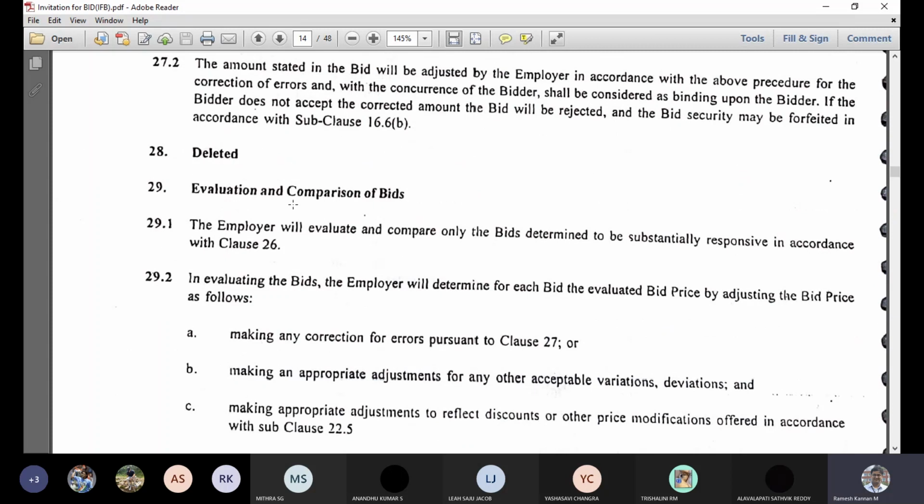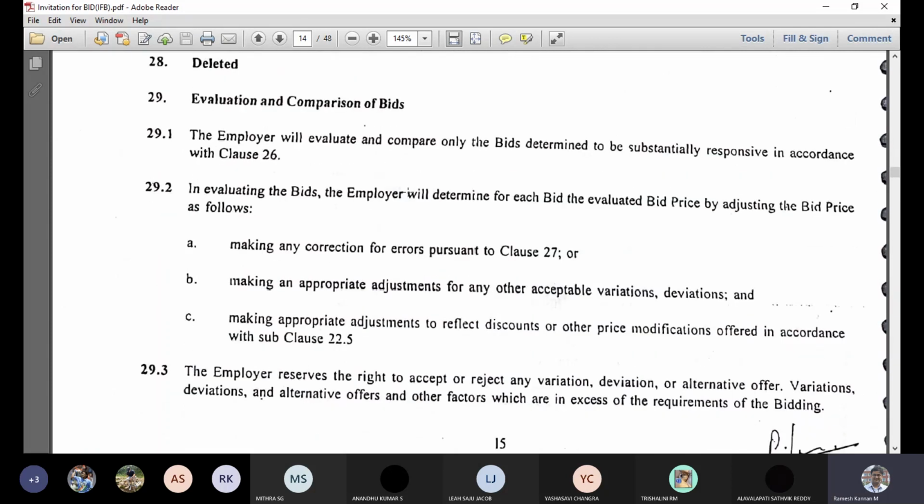And then evaluation and comparison of bids, this is very important. First, in an evaluation, the bid price gets adjusted only under the following conditions: when there is an erroneous calculation, or if the bidder gives appropriate justification for the variability. Like if there is a change in the price of the government list itself, in that case they can take a look at that in much more detail.